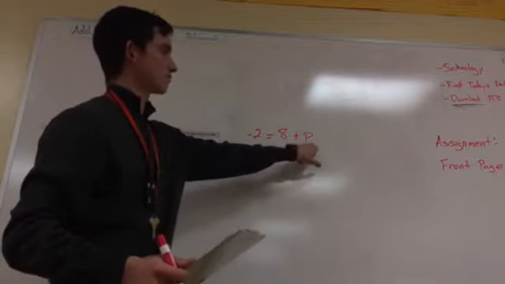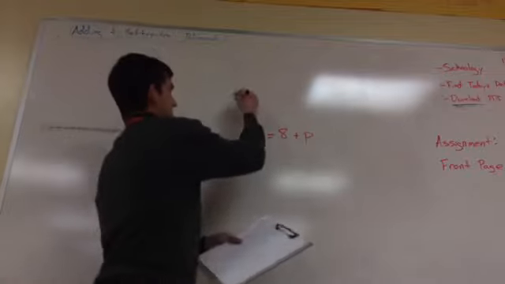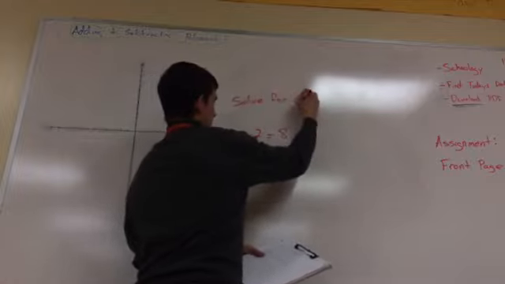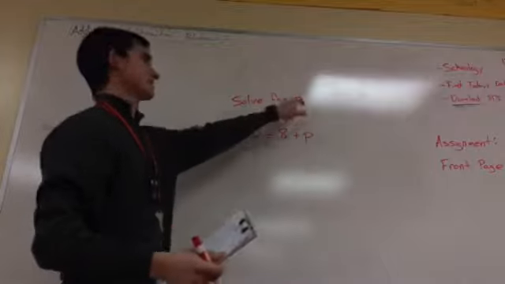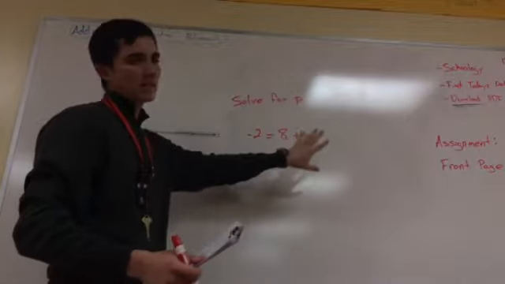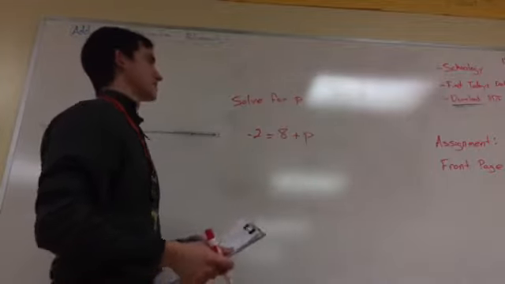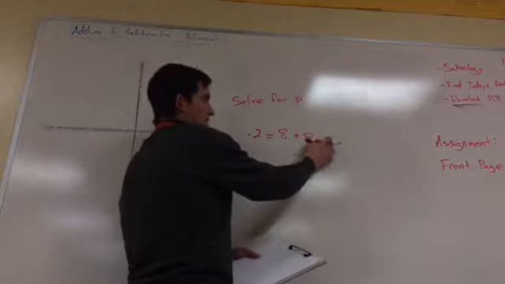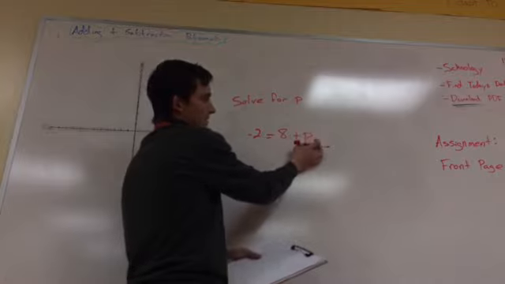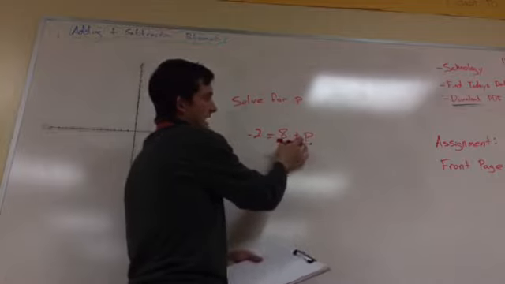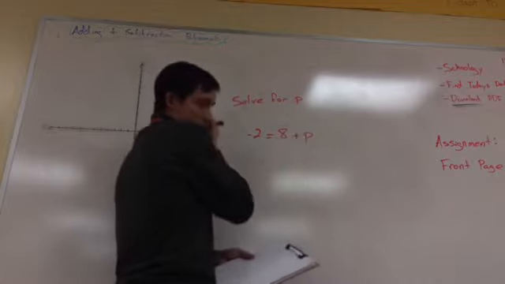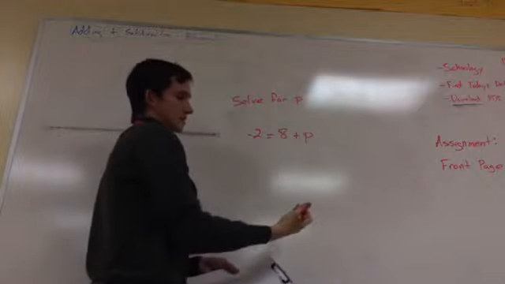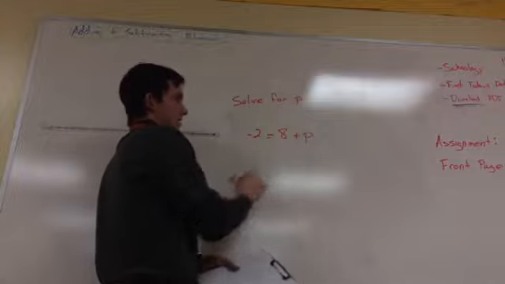Say I'm trying to solve for p. So I'm trying to isolate p. I'm trying to isolate a variable by using opposite operations. So for example, if I'm trying to isolate p and get p by itself, well then what's happening to p right now? P has an 8 being added to it, so p plus 8. So if I'm going to get rid of 8, there's an opposite operation to addition, and that's subtraction. So I need to subtract 8 from both sides.